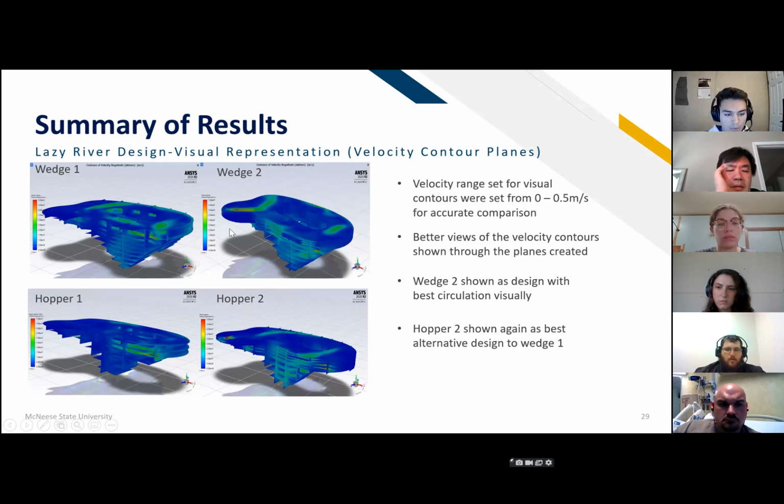Going down to hopper 1, you'll see, similarly to wedge 1, that it was also a dead spot in the shallow end of the pool. Going to hopper 2, it increased the dead area of the pool with the injection port. So the purpose of showing these planes for the velocity contours is that they give us an idea of how the circulation was on the inside of the pool. Because with the velocity path lines, it was hard to see what was going on inside, and that is why these velocity planes were shown.